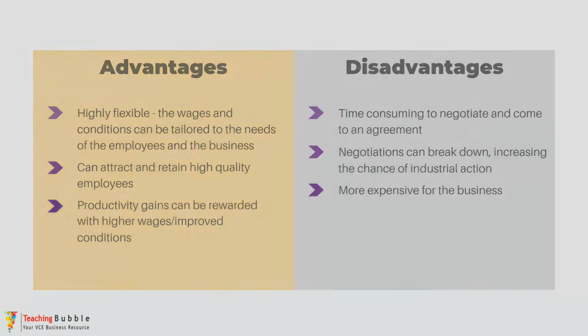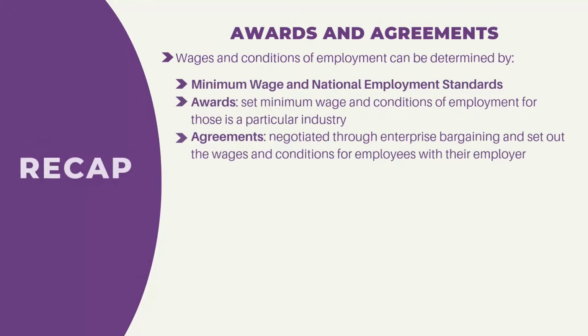the required minimums. So, just to recap, wages and conditions of employment can be determined through either the minimum wage and national employment standards, which are setting that safety net for all employees across Australia, or there are awards which are setting the minimum wages and conditions for those in a particular industry, or we then have agreements which are negotiated through the process of enterprise bargaining and are for either an individual or a group of employees at a particular business.